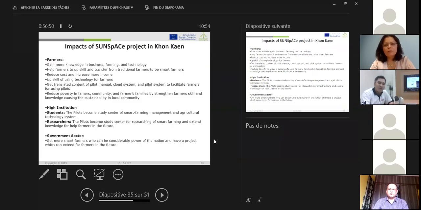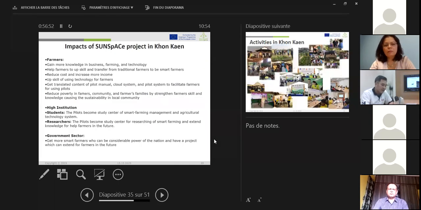Now we move to the impact of the SpACe project in the KKU region. The KKU pilot site and the training center distribute benefits into three groups: the first one is the farmer, the second one is the higher education institution, and also the government sector.